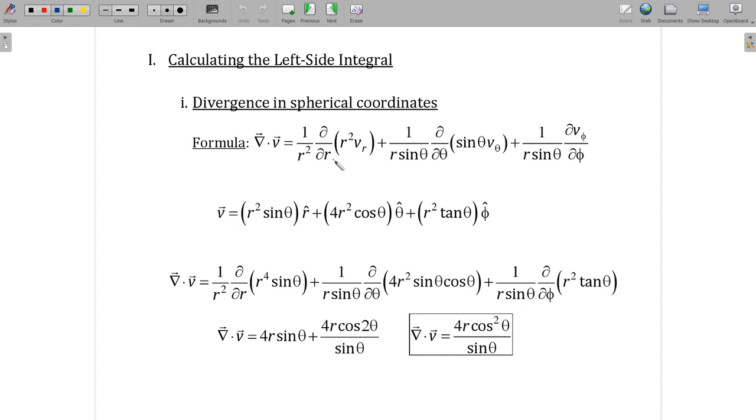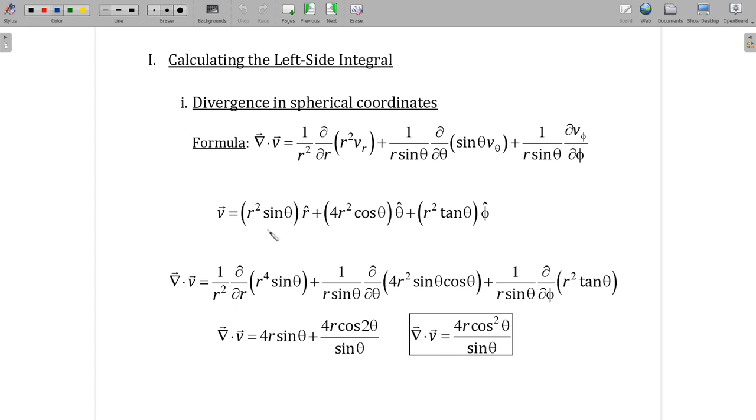So in this formula, the divergence itself operates on a vector. So V is a vector that we are given, but the result that it produces is a scalar. You would notice that the right hand side is a scalar. It does not involve any reference to any unit vectors like r cap, theta cap, or phi cap. So the divergence operation starts with a vector, but it produces a scalar, and Vr, V theta, and V phi are the r cap, theta cap, and phi cap components of the vector V.